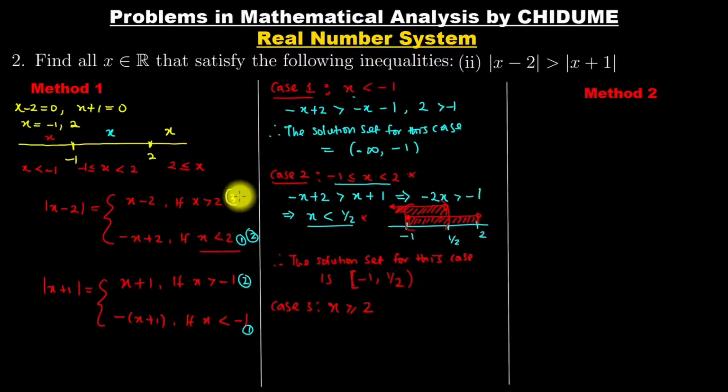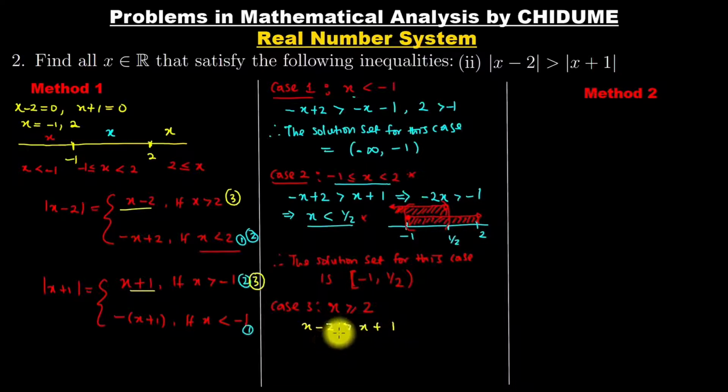So here this is the third condition, and here this is the third condition. We want to look at these two conditions here. What will happen to the absolute value of x minus 2, if x is greater than 2? That means I'm going to have x minus 2 to be greater than x plus 1.